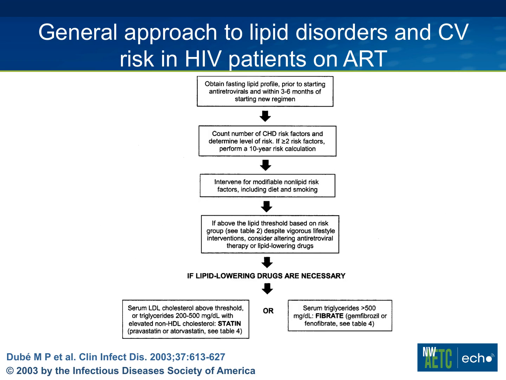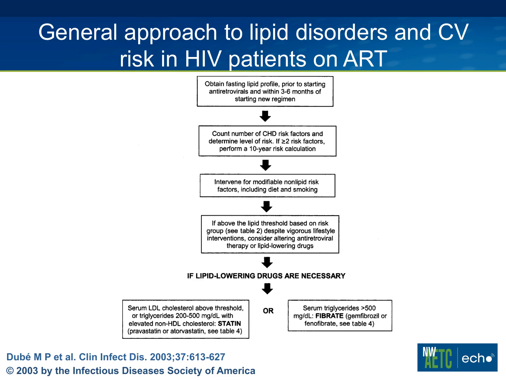So returning to the guidelines by Dubé et al., and clearly I did not make this slide. This is from that set of guidelines. This is their recommendation based on the NCEP-ATP3. So you obtain a fasting panel, you initiate the antiretrovirals, you follow the patient up 3 to 6 months later. Their guidelines recommend that if you have 2 or more risk factors, you then calculate a Framingham or similar cardiovascular heart disease risk score and follow the NCEP-ATP criteria. And I'll show you what those cutoffs are in just 1 minute.